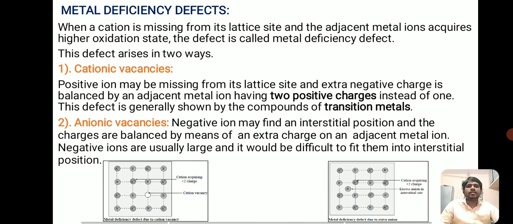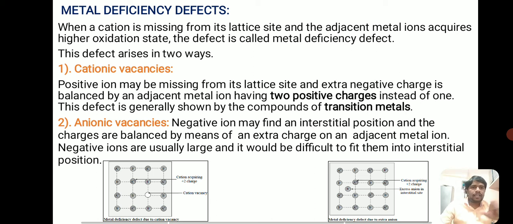See what happens in cation vacancies. Here a positive ion may be missing from its lattice site and the extra negative charge is balanced by an adjacent metal ion having two positive charges. You can observe that the cation has a +2 charge here instead of +1 in order to maintain neutrality. So this defect is generally shown by the compounds of transition metals.